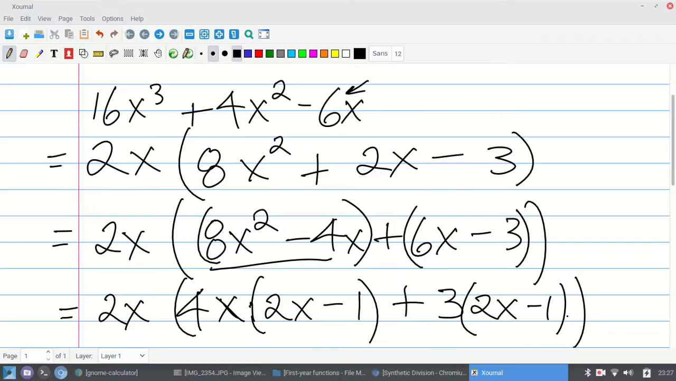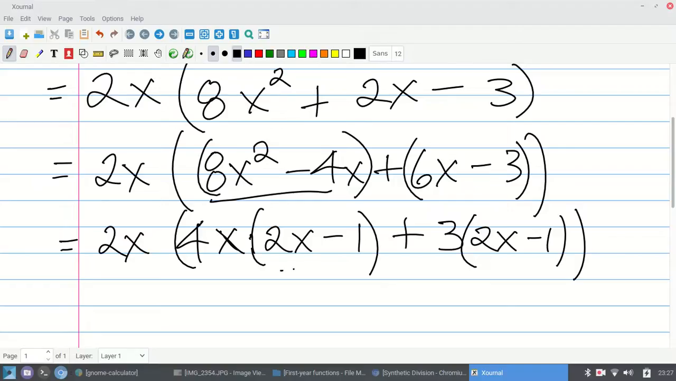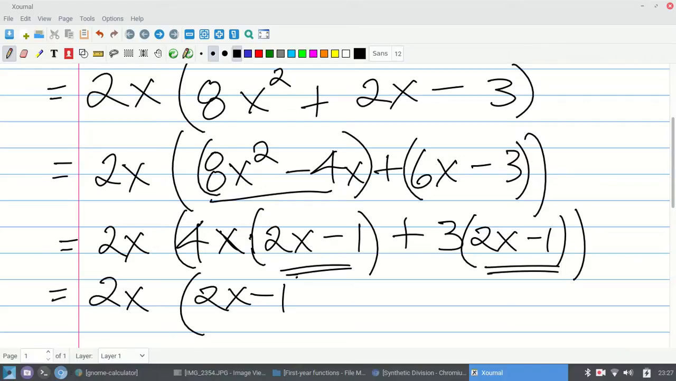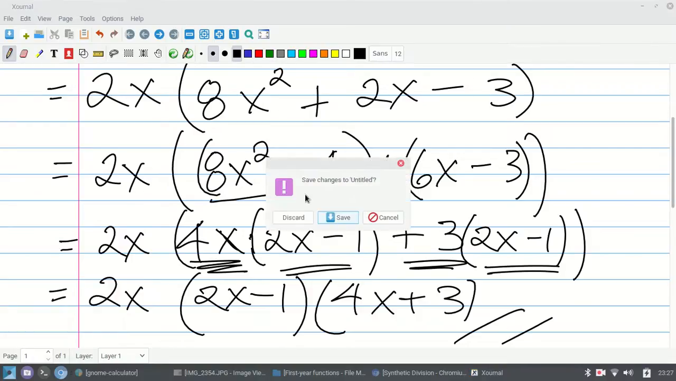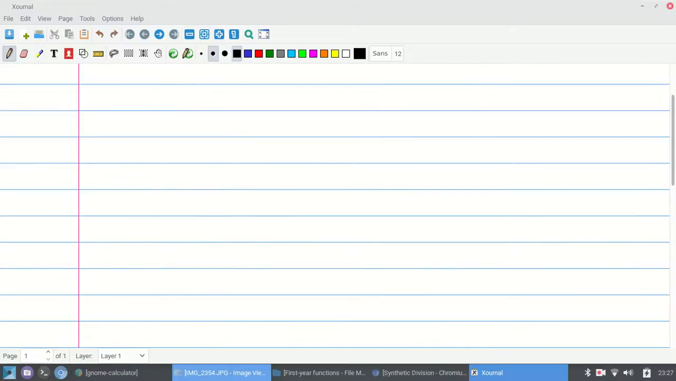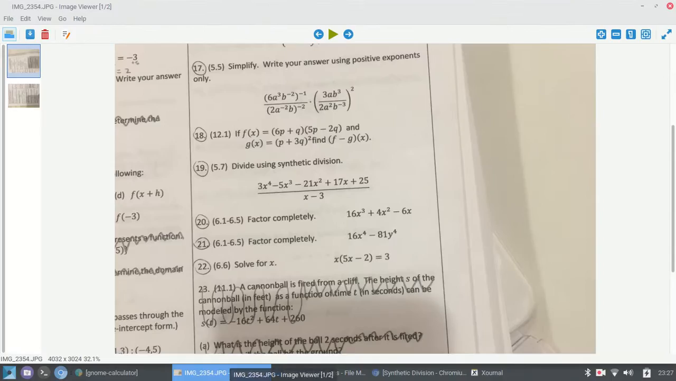Okay? So I've got a common factor, right, over here and over here. So I can take out 2x minus 1, and what I'm left with is 4x plus 3. And that is my final fully factored form. Okay, next. Took a lot longer than I thought.